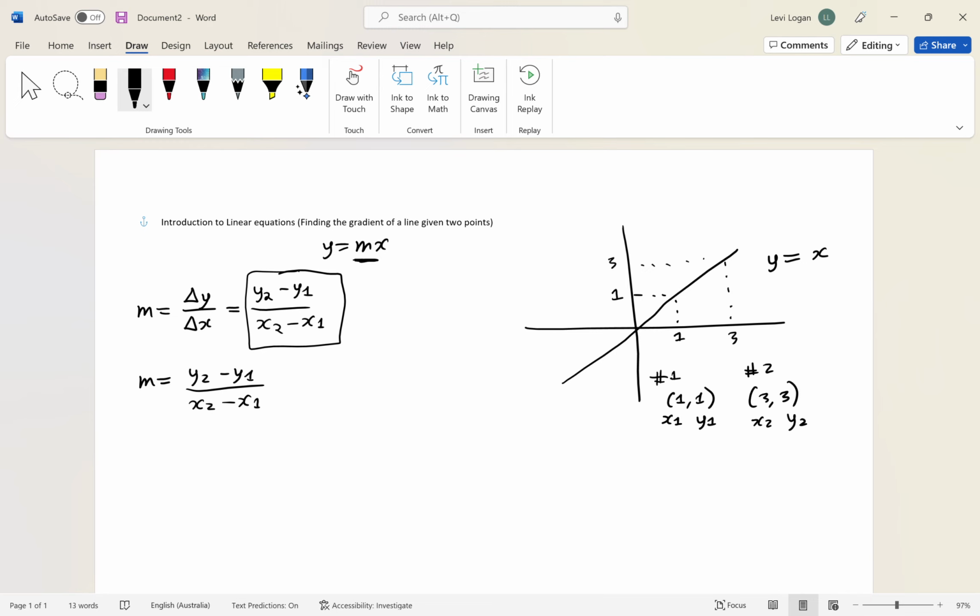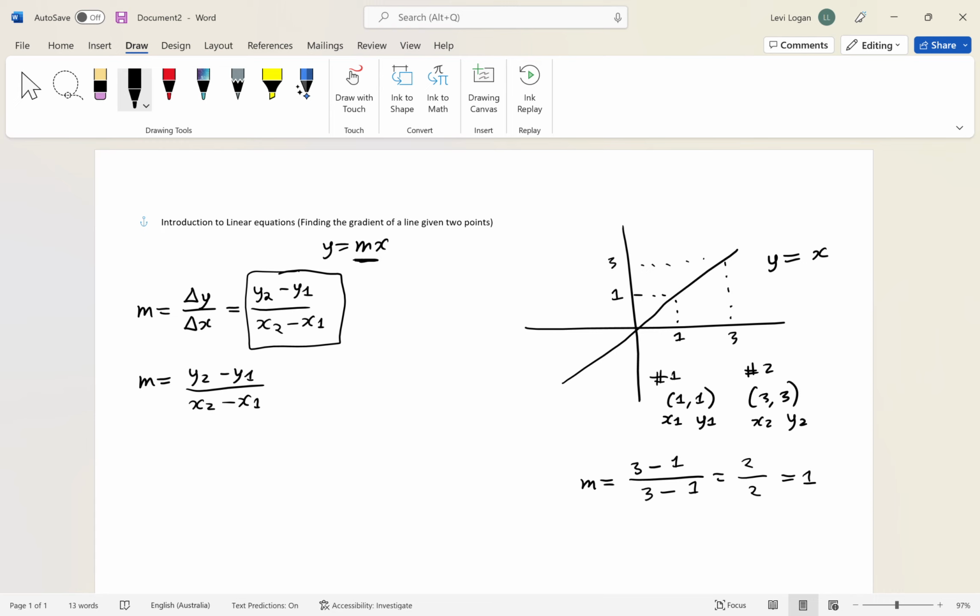So using our formula, m is equal to y of 2, which is 3, minus y of 1, which is 1, divided by x of 2, which is 3, minus x of 1, which is 1, equals 1. The top turns to 2, bottom turns to 2. If you divide a number by itself, you get 1. So this shows that the gradient of the line y equals x is 1.